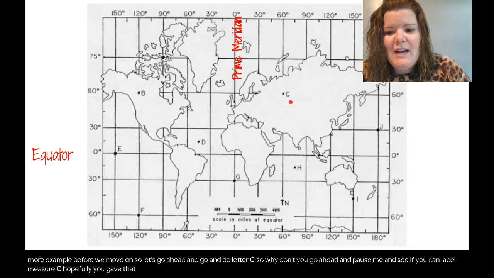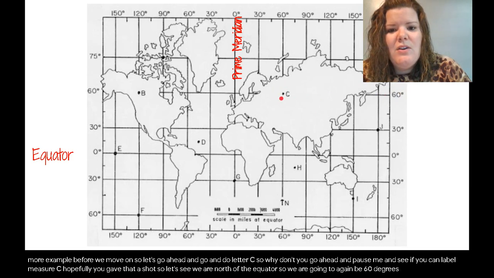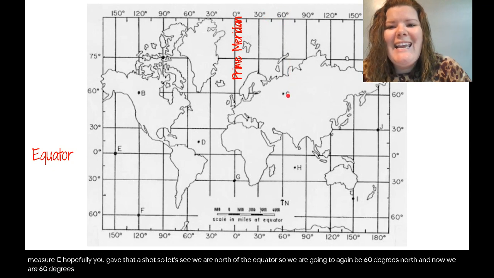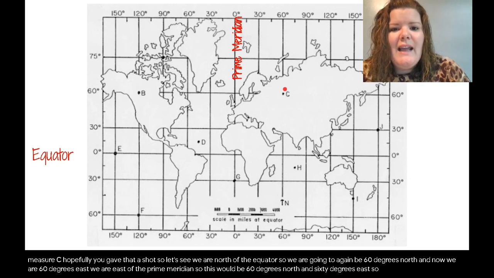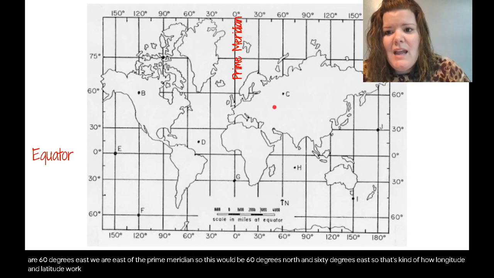Hopefully you gave that a shot. So let's see, we are north of the equator. So we are going to, again, be 60 degrees north, but now we are 60 degrees east. We are east of the prime meridian. So this would be 60 degrees north and 60 degrees east. So that's kind of how longitude and latitude work, and that should have hopefully been a review for you.